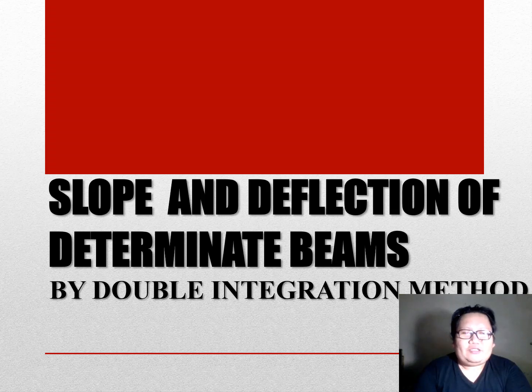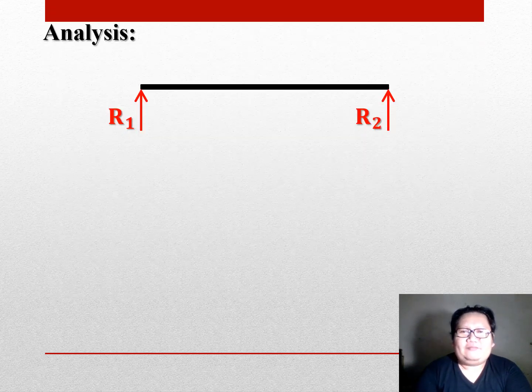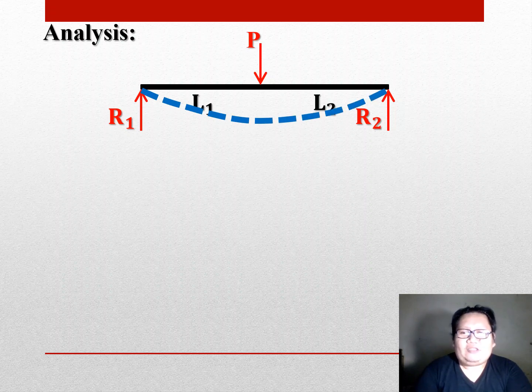So this is our first topic for slope and deflection of determinate beams. We have the double integration method. First, for the analysis, we're going to consider a simply supported beam loaded with a P force. And it's going to be divided into two parts, one on the left side, L1, and L2 on the right side. And because of this application of the P force, the beam will deflect. As you can see in the broken line, that is the deflection whenever you apply a downward force.